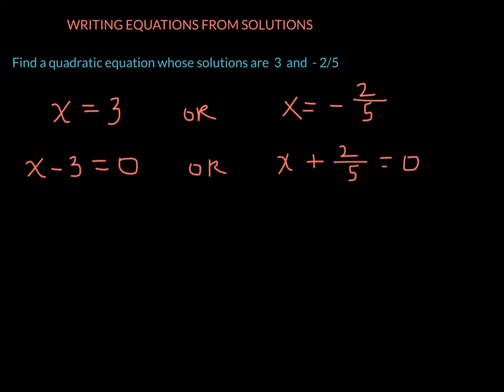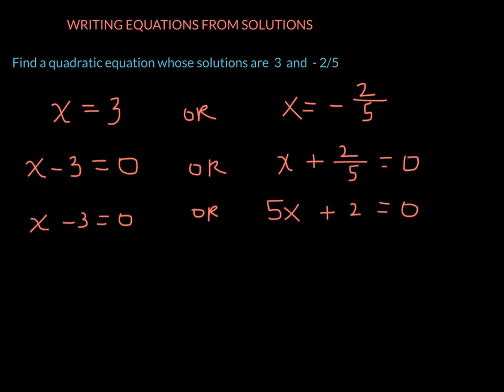Actually, before I talk about the principle of zero products, I'm looking at this equation here, and I want to get rid of the fraction. If I multiply every single term by 5, I can get rid of the fractions. So let me do that now. So I get 5x plus 2 must be equal to 0 after multiplying every single term by 5.